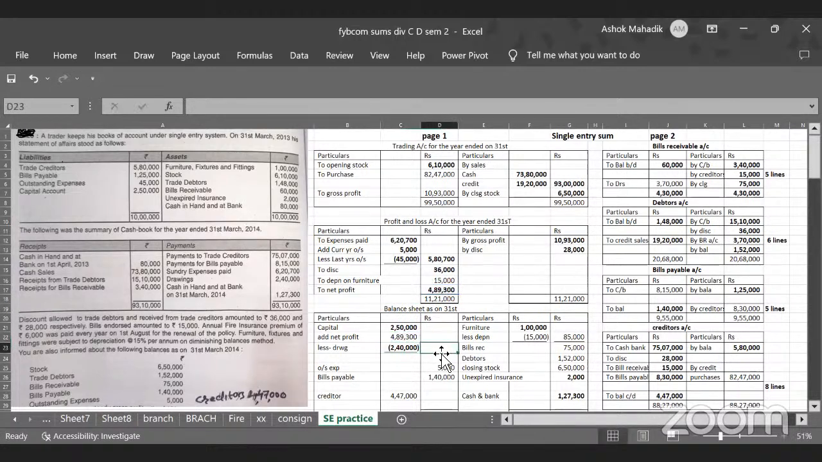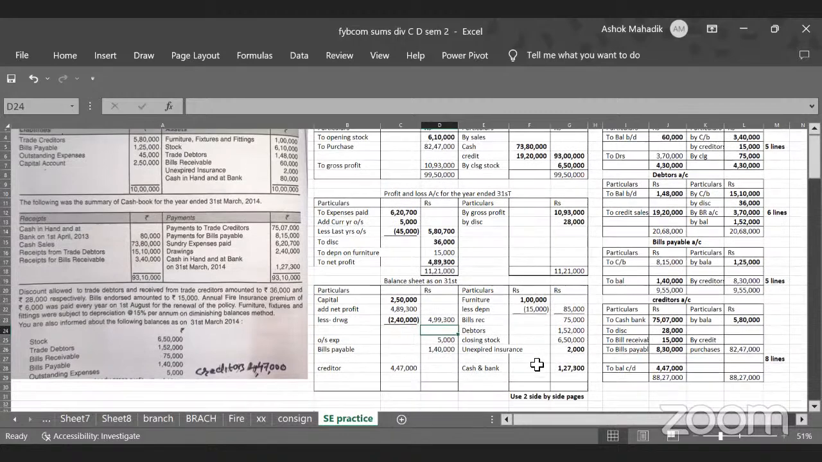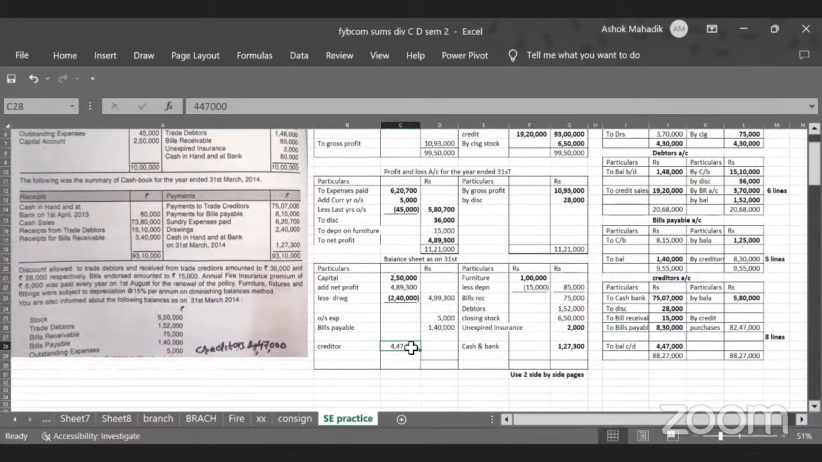So total capital at the end will be 250 plus 489 minus 240, which is 499,300. Now let us take the total. The creditors I'll copy in the outer column. Let us see if our balance sheet tallies. Take the total of liabilities first. It is 1,091,300. Now let us take the total of the asset side.